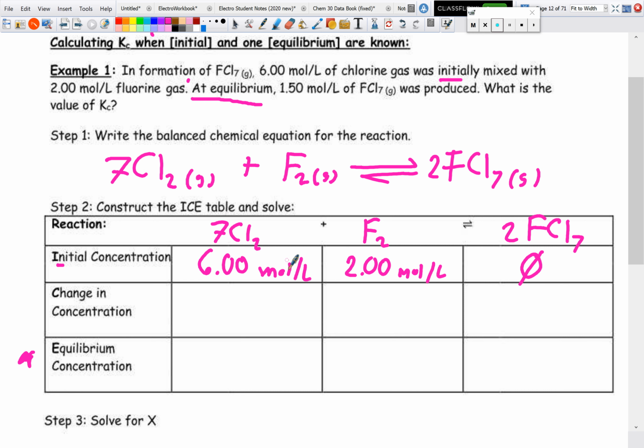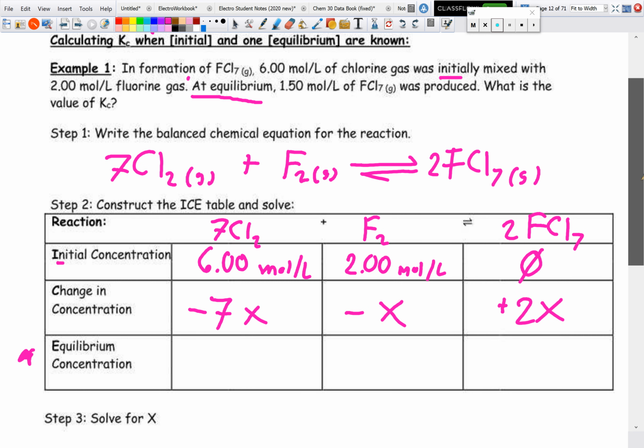So that means for one successful collision to take place, we need 7 chlorine molecules to react with 1 fluorine molecule. So that means that we are going to lose 7x of our chlorine. Now, the reason we're using x is because it is an unknown amount that we're going to lose, but we know that 7 molecules need to react. Whereas our fluorine, we're only going to be losing 1x. Now we're going to produce positive 2x, right? Because 2 molecules are produced for every 1 successful collision. So that's why these molar coefficients are so important, is that they're telling us how many we're actually gaining or losing as the reaction progresses.